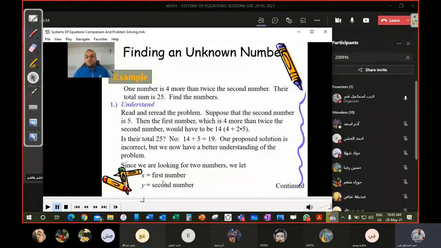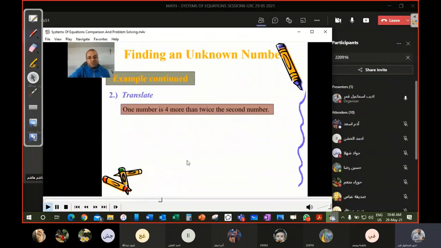let x be the first number. دغري انتقلنا لوين؟ للخطوتين. Second, let x be the first number, let y be the second number. هلا بدي احولهم لشو؟ لإيكويشنز. The first part of the problem, one number is 4 more than twice the second number. This means that x, first number انتبهوا اللي هي الاكس بتساوي 4 زائد 4 more 4 زائد twice the second number يعني 2y. يعني الاكس بتساوي 4 plus 2y.